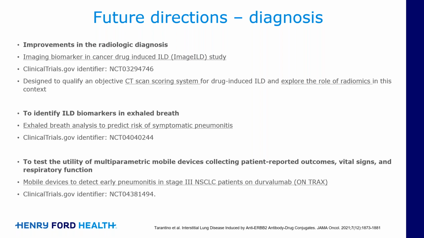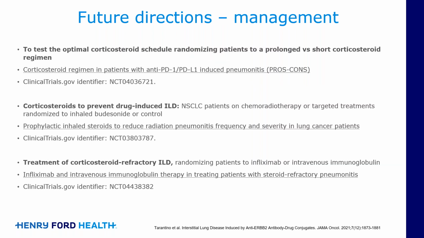Other biomarkers, they're looking at exhaled breath analysis to see if there are certain indicators in exhaled breath that could predict the risk of having worse disease in patients with symptomatic pneumonitis. Other things that are being looked at, there's the OnTracks trial that is looking at mobile devices to detect pneumonitis in stage 3 non-small cell lung cancer patients. So basically, multi-parametric mobile devices that look at patient-reported outcomes, vital signs, and respiratory function.